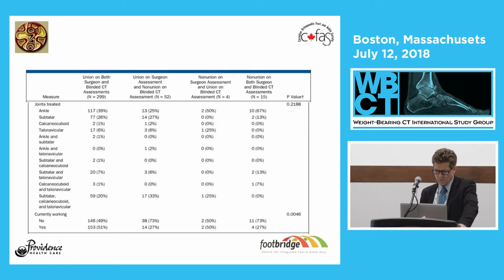But what was really important on this was the outcomes, and the outcomes were significantly lower in this so-called asymptomatic group. And so basically, the asymptomatic non-union doesn't exist.